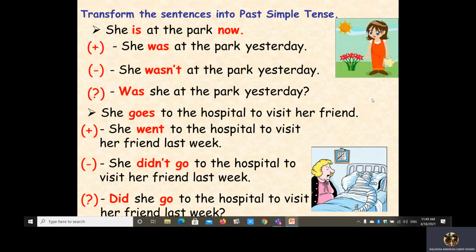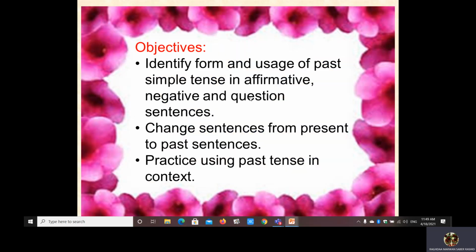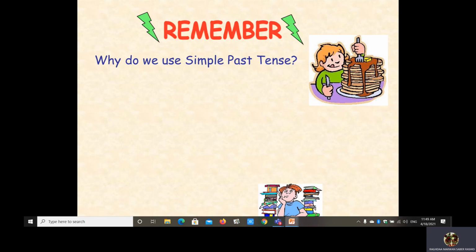So we change sentences from the present to the past. This is the second objective. And now we have to practice using past tense in context. But before we do it, I want to ask you, our lesson is related to which subject? Yeah, present and past in which subject? Yes, of course, in Arabic. Very good.